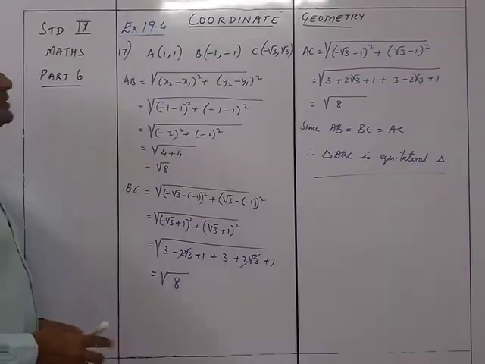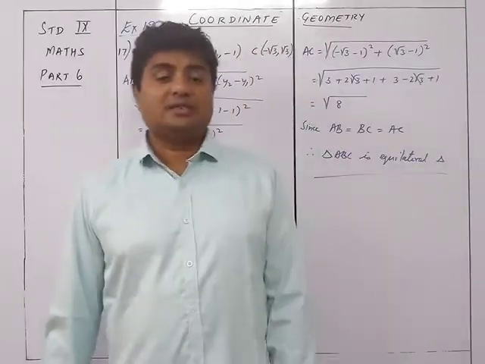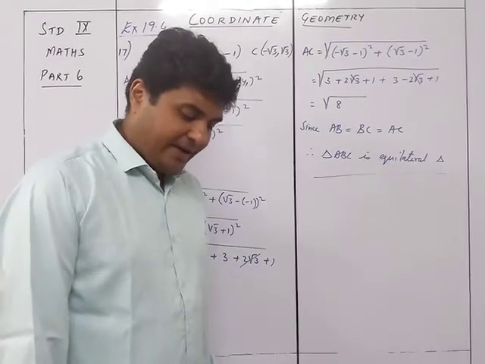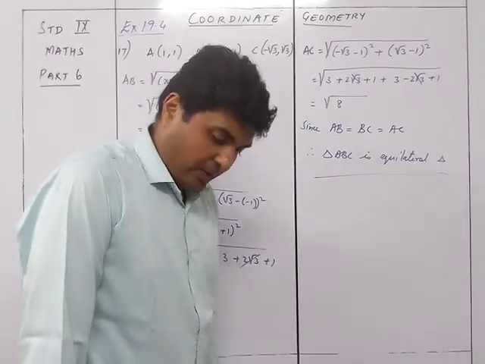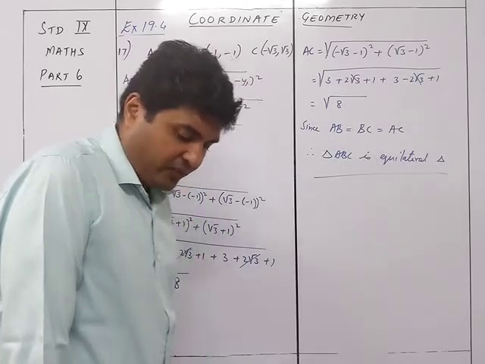So that's sum number 17, where we had to prove that the triangle is equilateral. We now take sum number 19, where we are given that it's a right angle triangle and we need to find out the value of A.